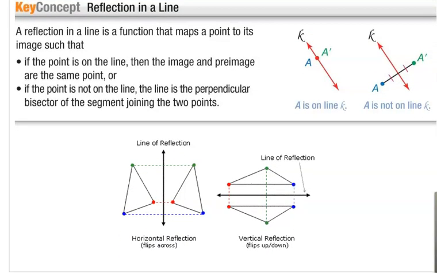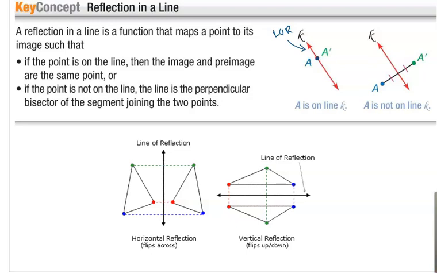A reflection in a line maps a point to its image such that if the point is on the line, so in other words, if this is our reflection line, I'm going to call that the line of reflection right there. If there's a point A and it's on the line, the reflection is exactly identical to itself.